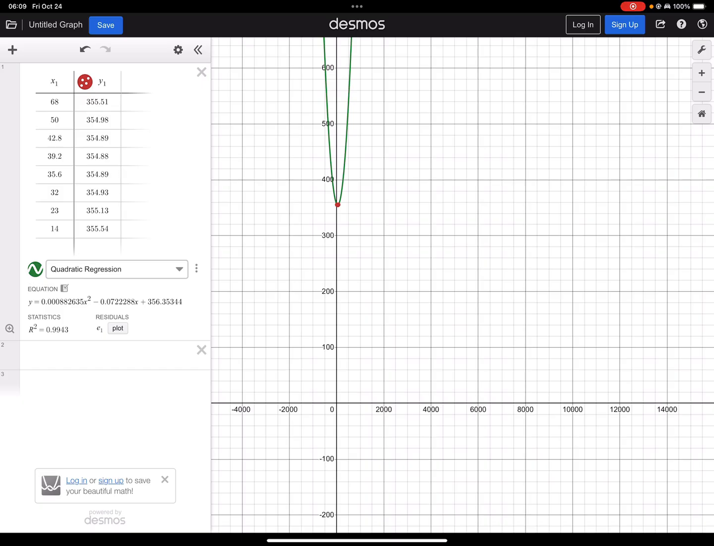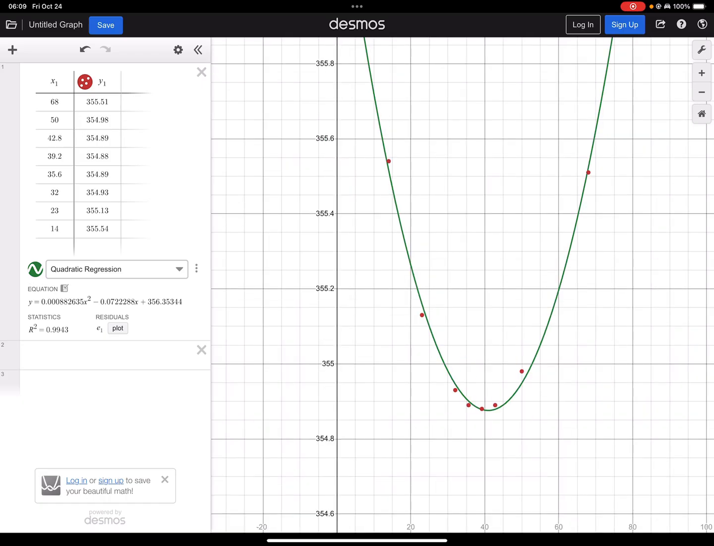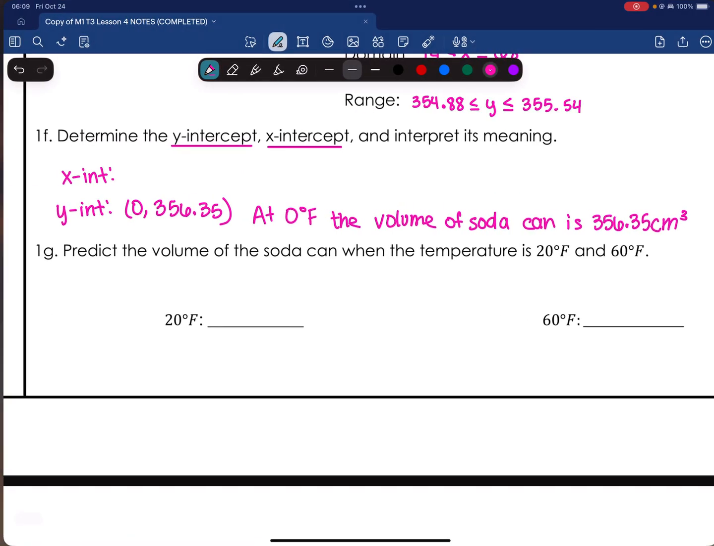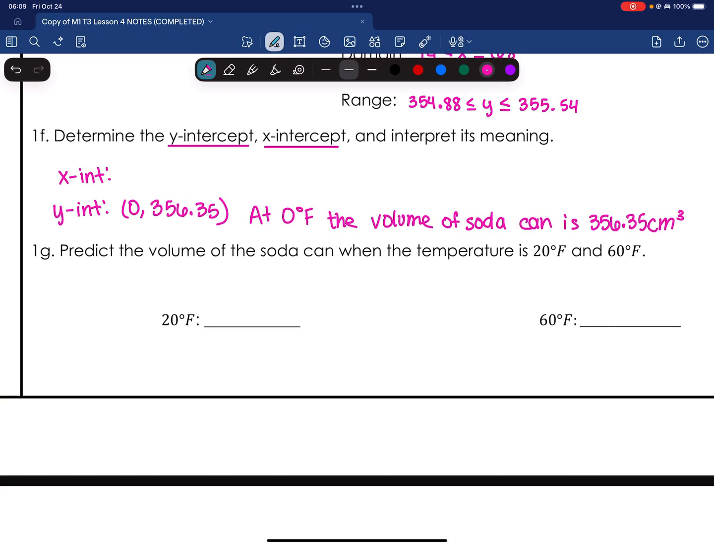Now, if you zoomed out like I did and you want to fix it, you just hit this zoom fit, and it fits it right back to what it was. So there is no x-intercept.